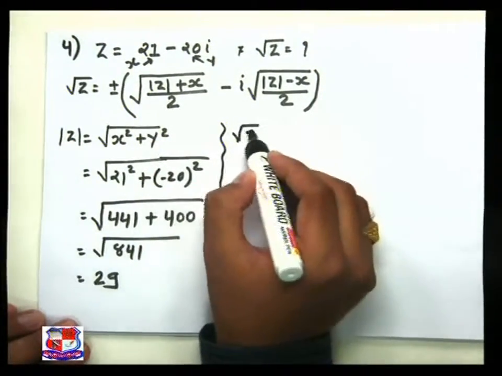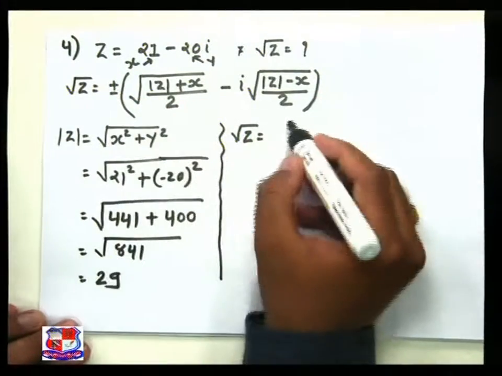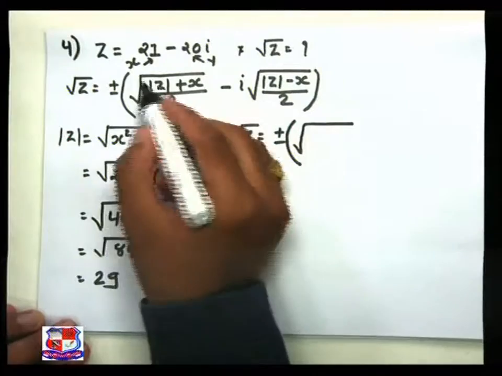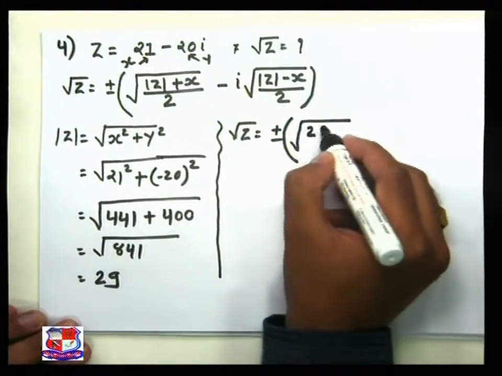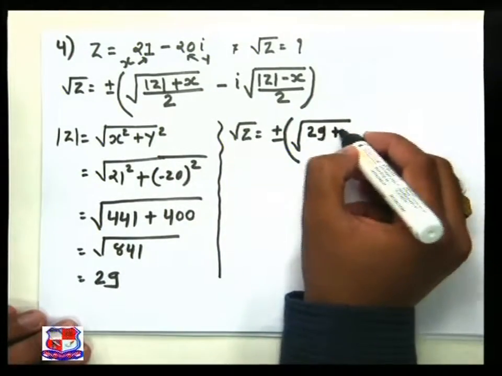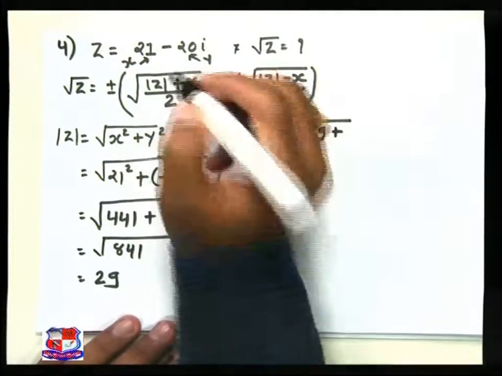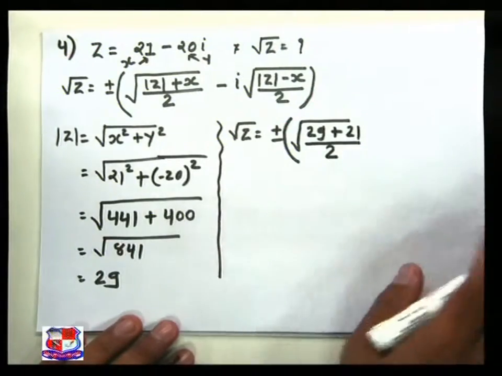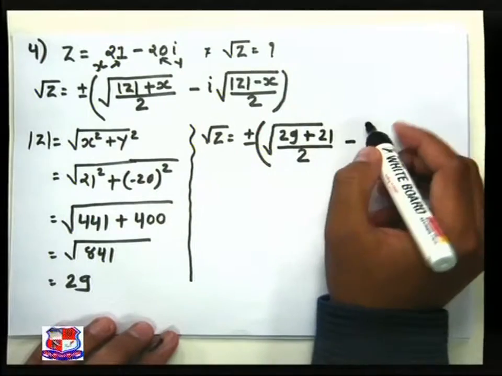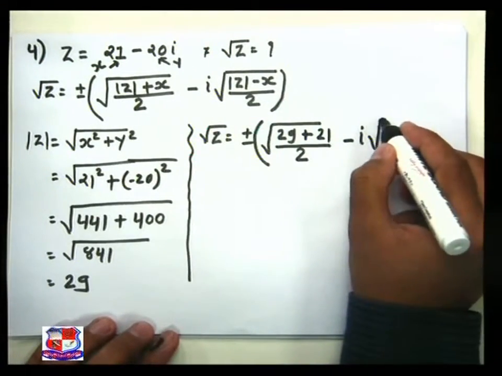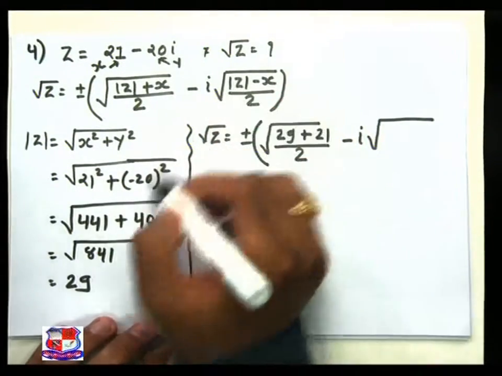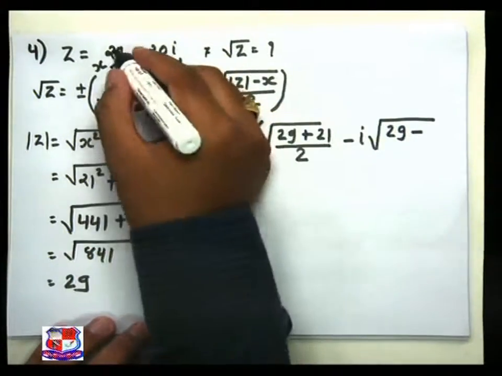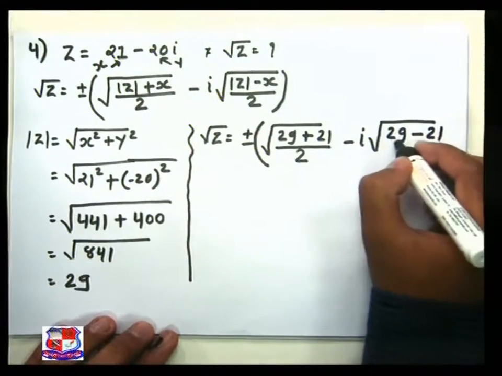So the square root of z is equal to plus or minus, the square root of (mod z, that is 29, plus the x value, that is 21) divided by 2, minus i times the square root of (mod z, that is 29, minus the x value, that is 21) divided by 2.